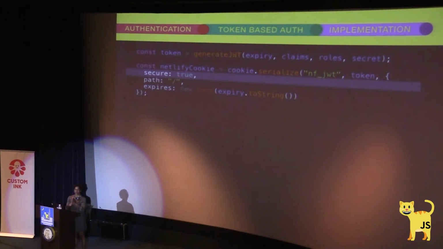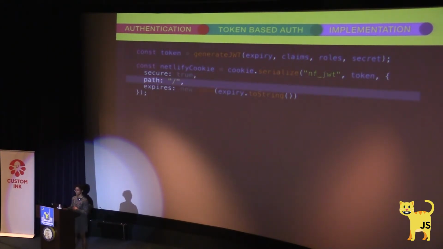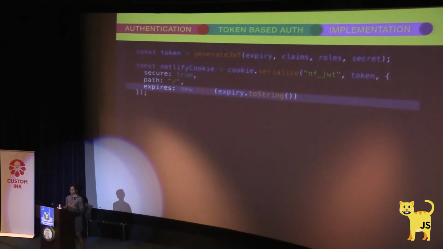And then secure true is very important because it keeps cookies from being leaked out. And then path is so that it's the same domain. So anything on that domain, that cookie can access. And then expires is just whatever the expiry date is, which I think I created. So expiry.toString, new Date is just getting the Unix time and then making it a date, which I can't really explain why I had to do that.